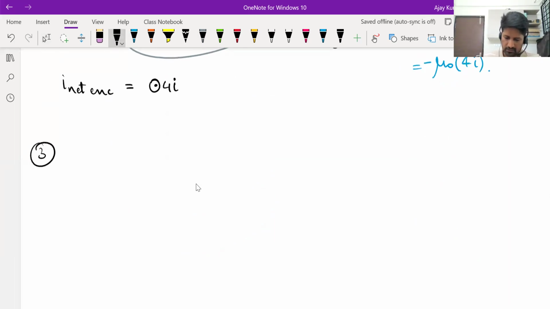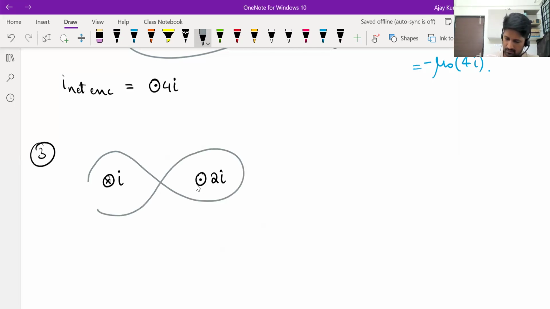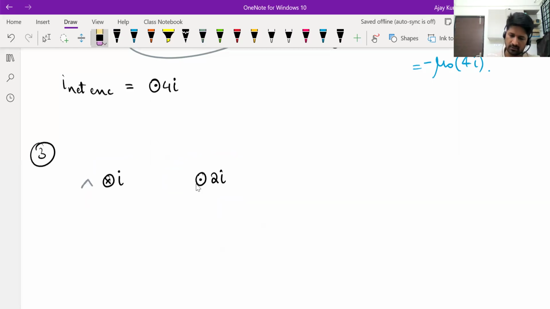Now consider something like this. Let's say there is a current I flowing into the screen and a current 2I flowing out of the screen, and you have to move along a path like this. This is also a closed path and you have to move in this sense. Okay, let me just make it clear.